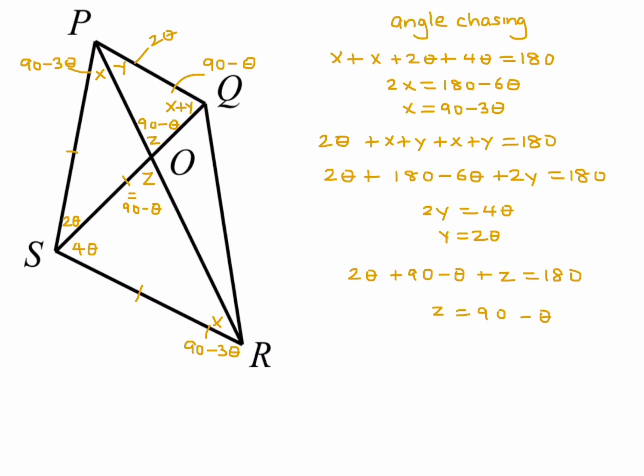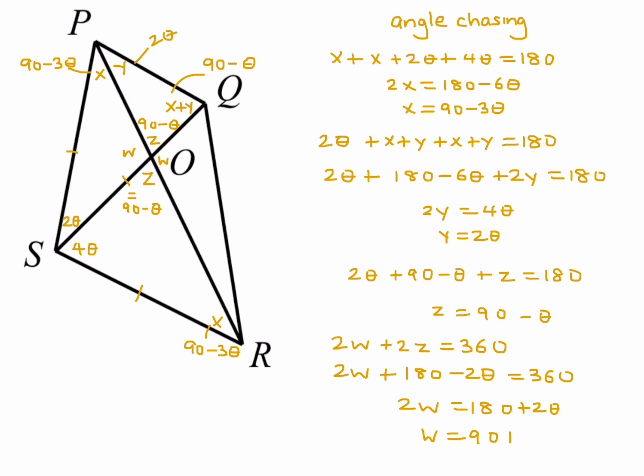Where do we go next here? W is the letter I guess I'll choose for this and this. Those will be both W's. W and W. And for W, I guess we can just use the whole way around, that everything is going to be 360. So 2W plus 2Z is 360. And then 2W, well, Z is this guy, 90 minus theta, so 180 minus 2 theta is 360. So 2W would be 180 plus 2 theta, and therefore W is 90 plus theta. All right, 90 plus theta for W.